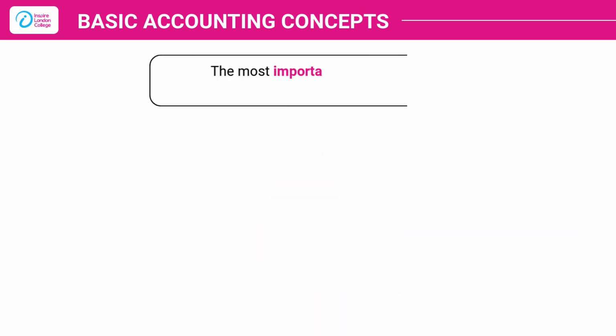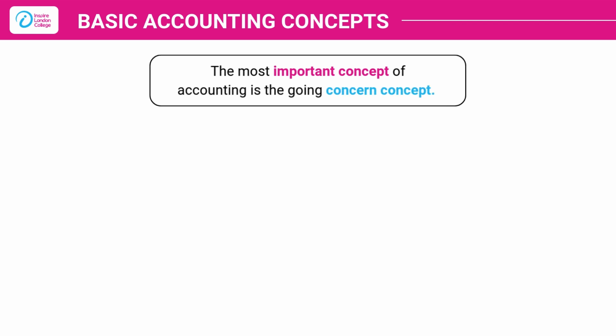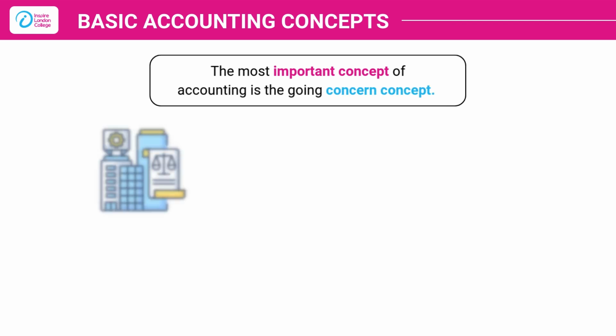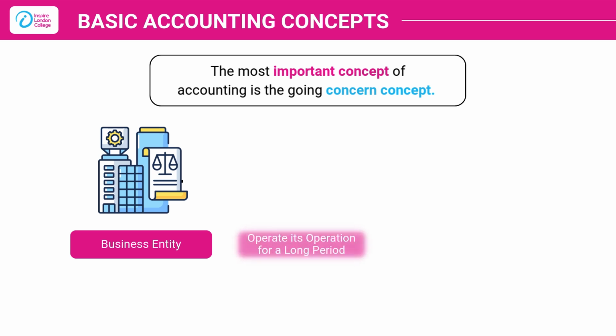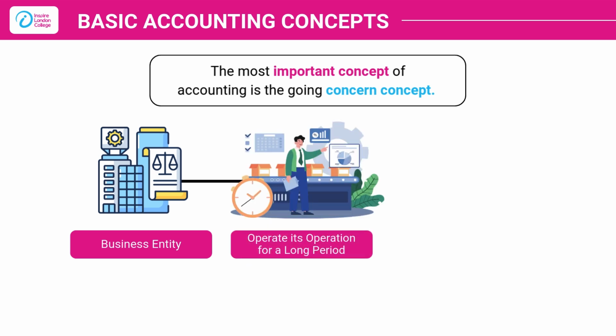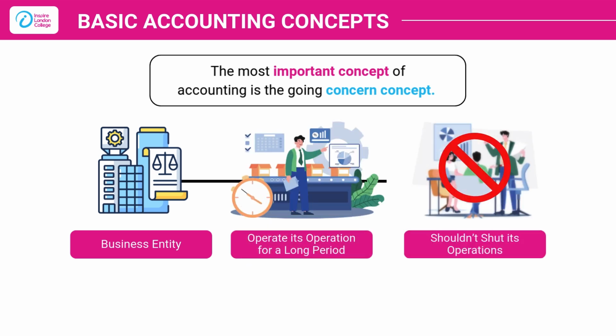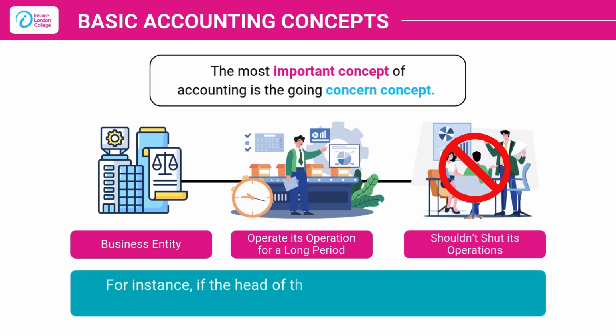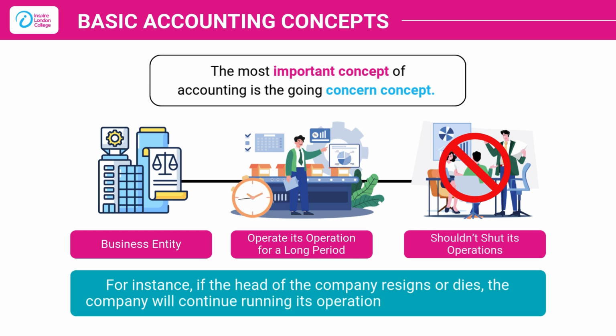Second, the most important concept of accounting is the going concern concept. According to this concept, a business entity will continue to operate for a long period in future and shouldn't shut its operations for any reason. For instance, if the head of the company resigns or dies, the company will continue running its operations in the coming years.